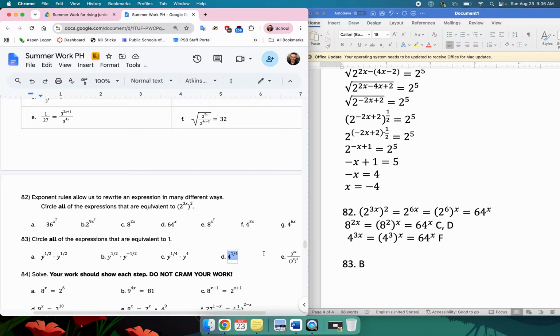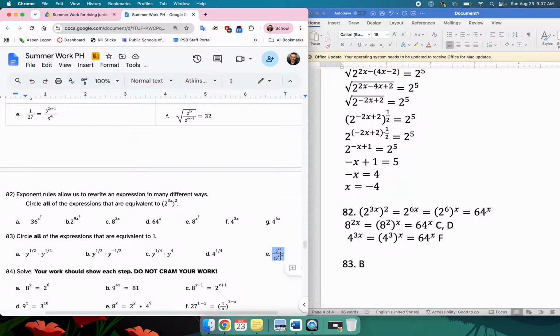They're kind of baiting you here into thinking, oh, maybe 4 to the 1/4 means 4 times 1/4. Well, it doesn't. That means the 4th root of 4. It doesn't mean 4 times 1/4. You know what I mean? I don't know what the 4th root of 4 is, but it's not 1.